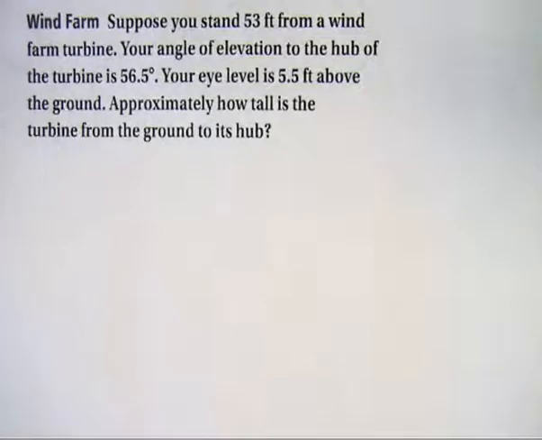Right, our final type of problem is more an application problem that deals with trigonometry. Suppose you stand 53 feet from a wind farm turbine and your angle of elevation to the hub of the turbine is 56.5 degrees, and your eye level is 5.5 feet above the ground, and you're asked how tall is the turbine from the ground to its hub.